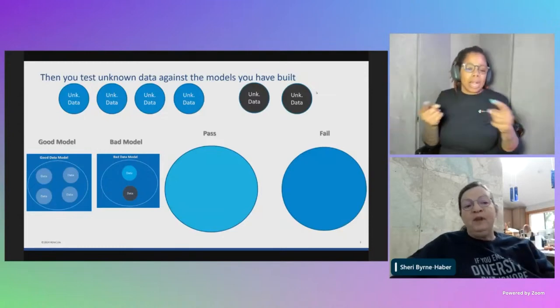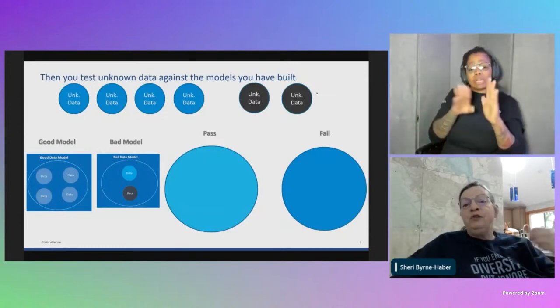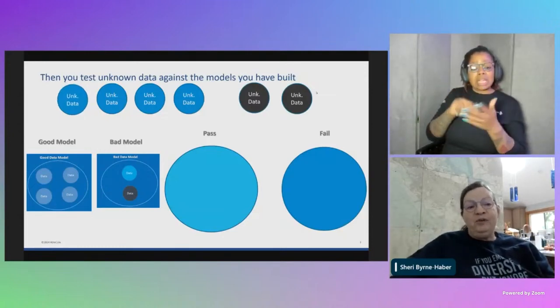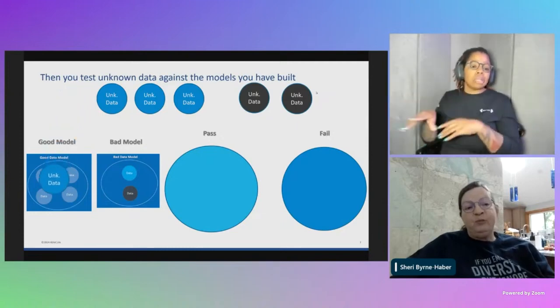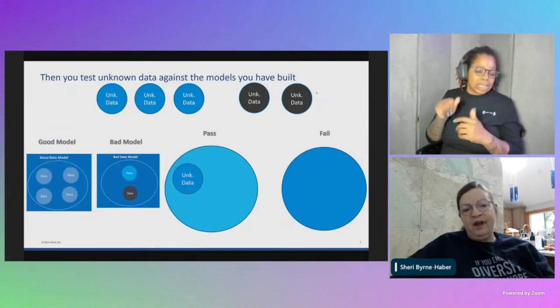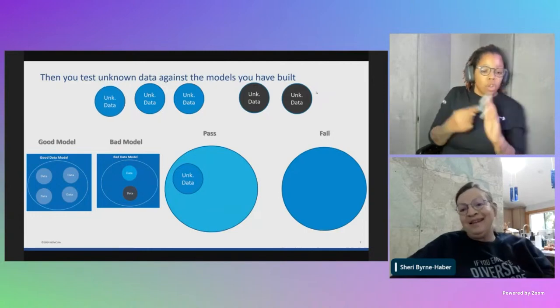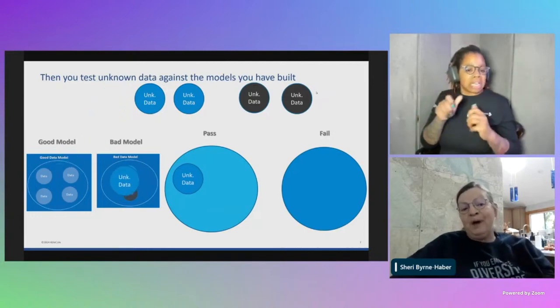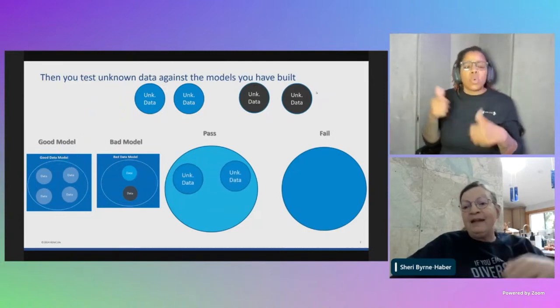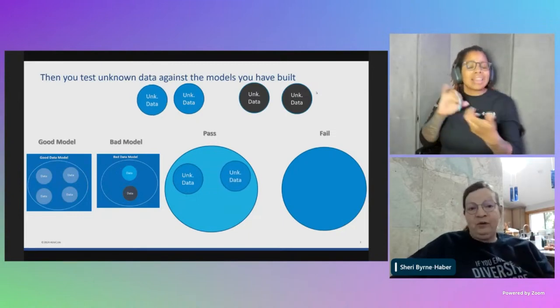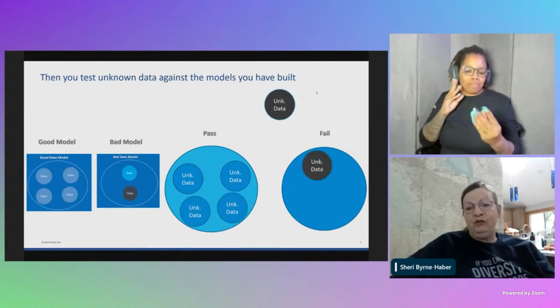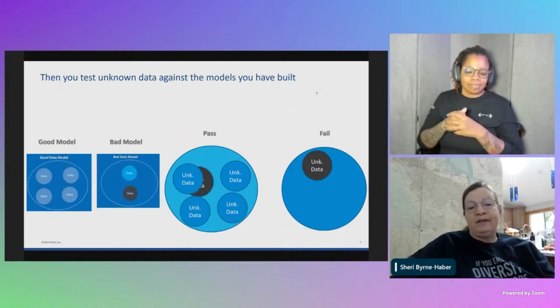So once you've built your data models, your users are going to be putting in unknown data. And so it's going to test against one model, it's going to test against another model, and then it's going to decide if it passes or fails. Which model does it match? And that's how it decides how to answer the information that you're asking the chatbot for.